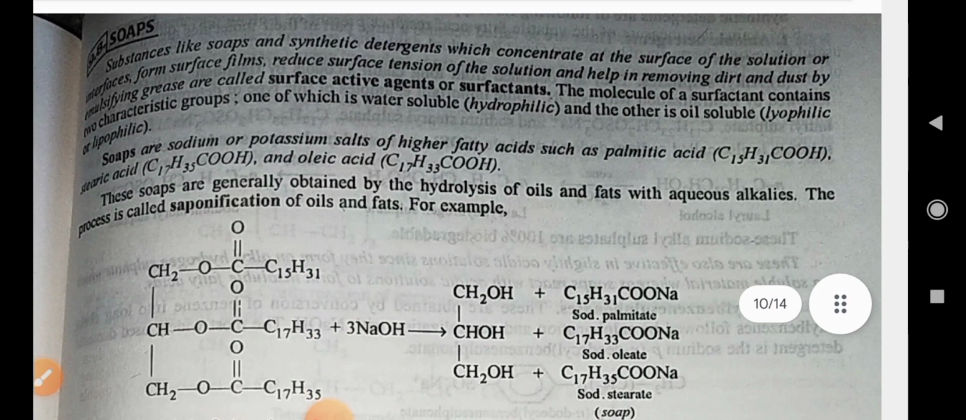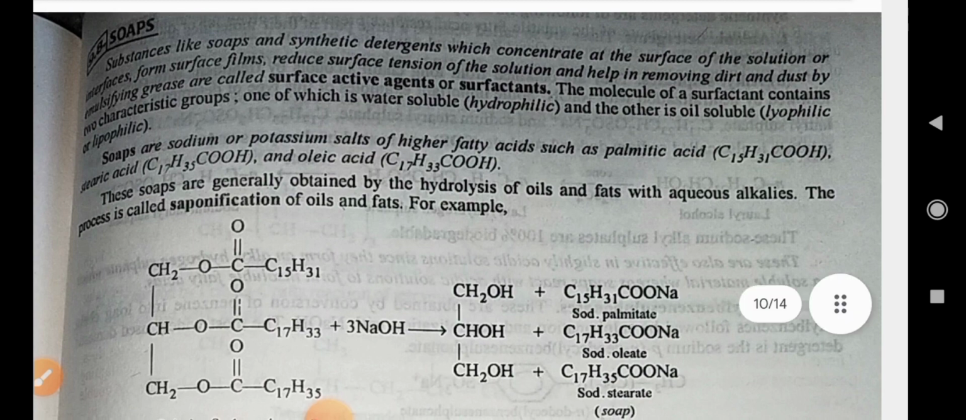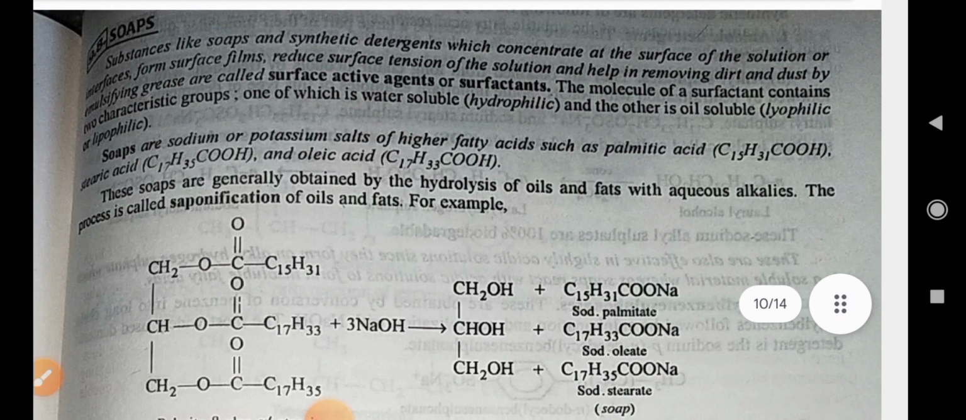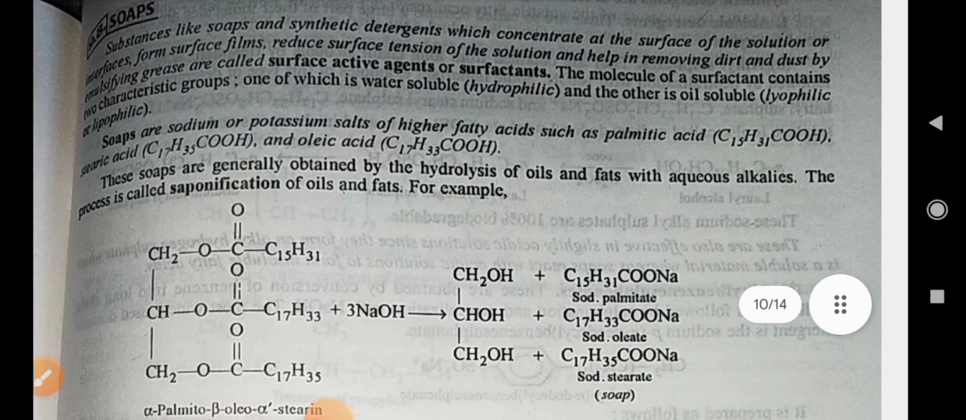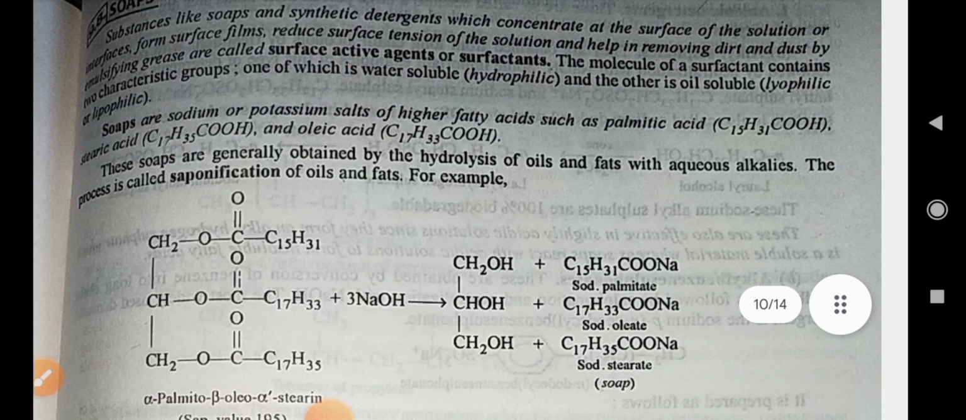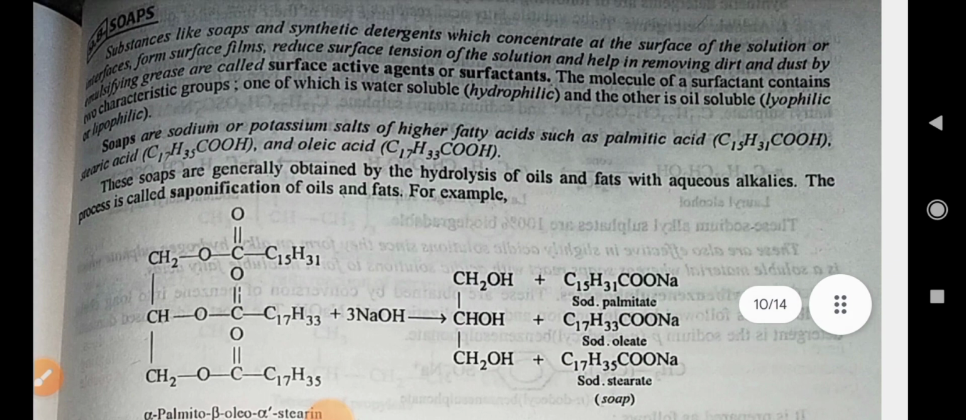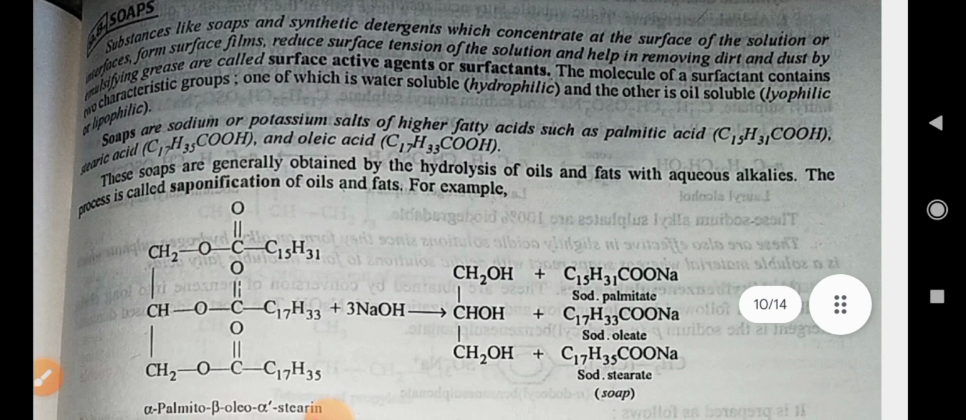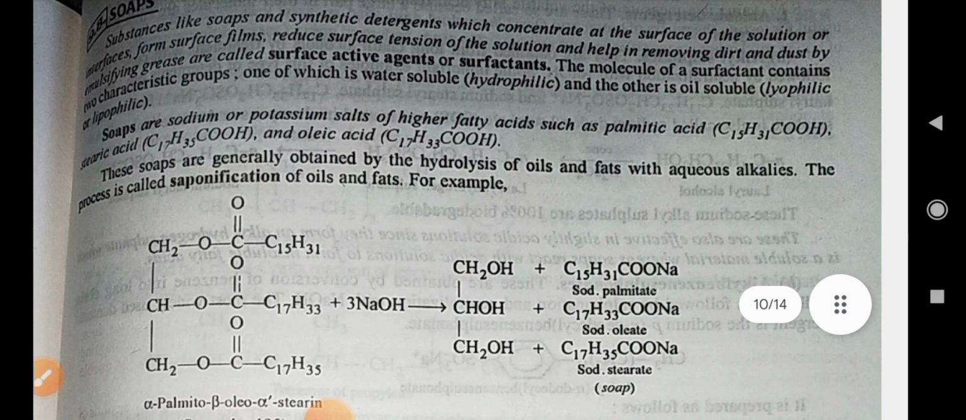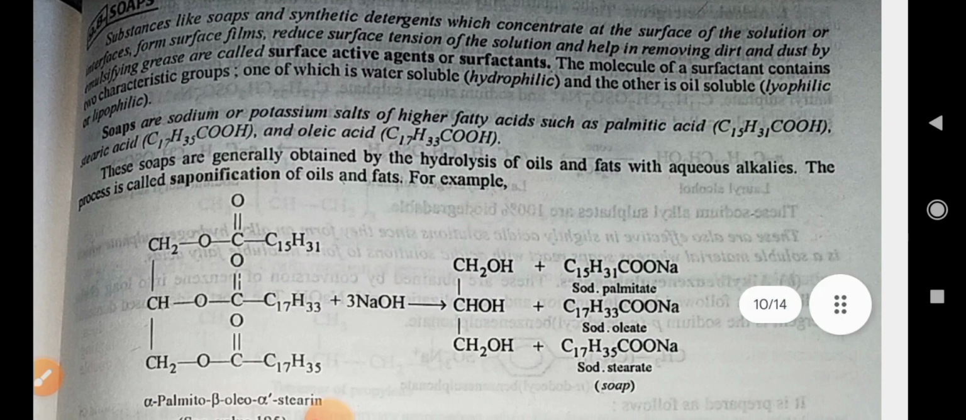Soaps. Substances like soaps and synthetic detergents, which concentrate at the surface of the solution and form surface films, reduce the surface tension of the solution and help in removing dirt and dust by emulsifying grease, are called surface active agents or surfactants. The molecules of surfactants contain two characteristic groups, one which is water soluble and the other is oil soluble.